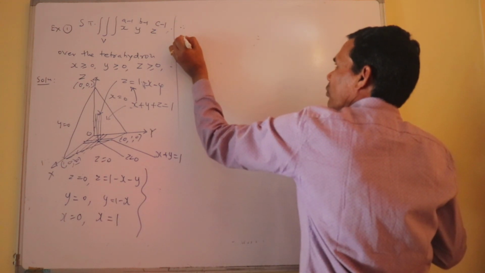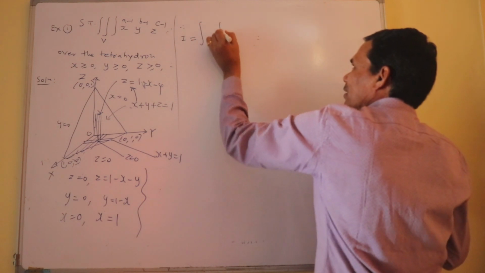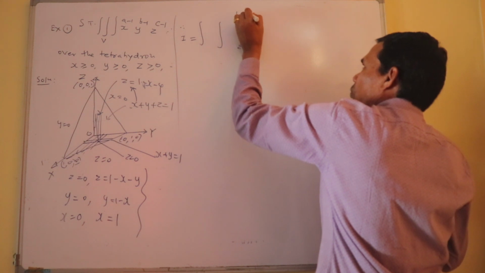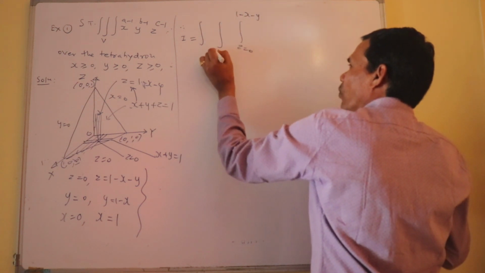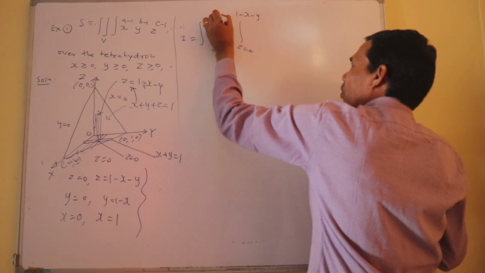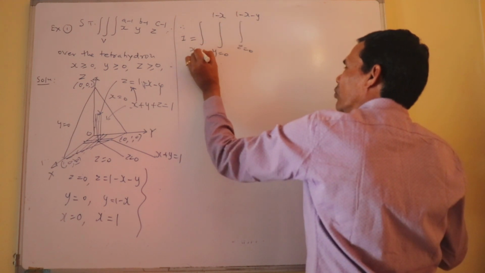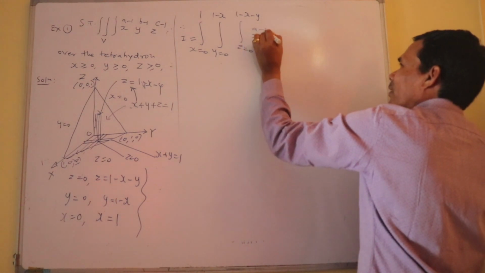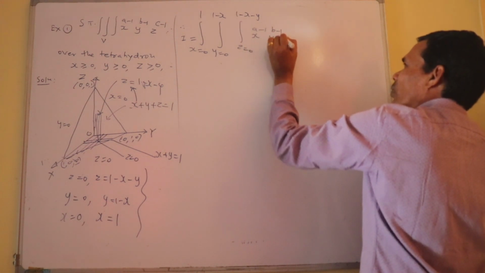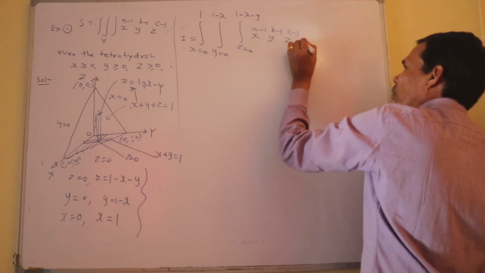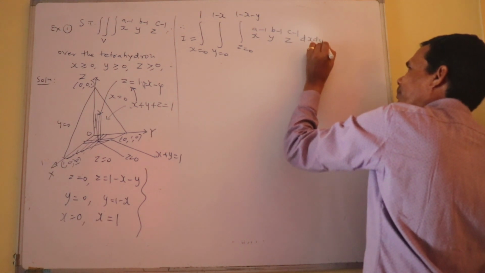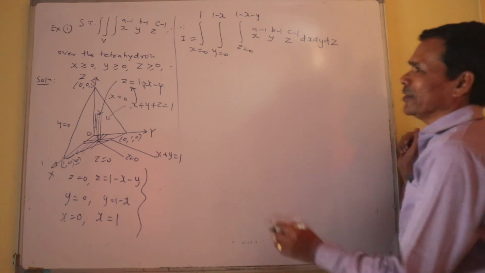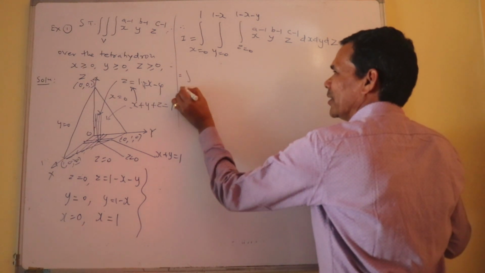Therefore I is equal to the integral. It is something like this. Limits you have to apply: z is equal to 0 to 1 minus x minus y, y is equal to 0 to 1 minus x, x is equal to 0 to 1, and x raised to a minus 1, y raised to b minus 1, z raised to c minus 1, dx dy dz. So first with respect to z here, so I put this in variable separable form.